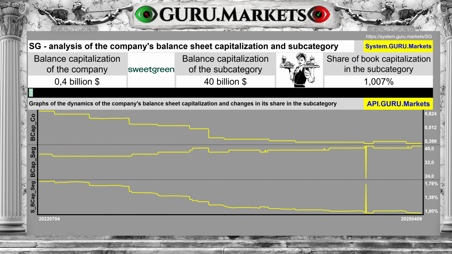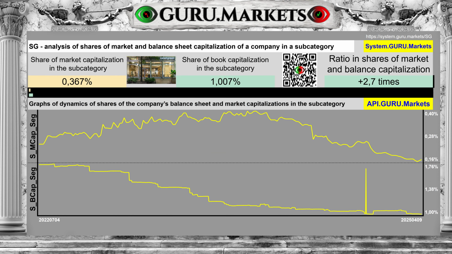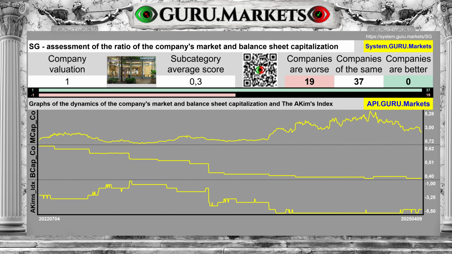The company's balance sheet capitalization is estimated at $0.4 billion, with a subcategory capitalization of $40 billion. Sweetgreen Inc. accounts for a share of 1.007%. Having made a comparison of the occupied shares of market and book value, we will see the following. The occupied share of Sweetgreen Inc. in the subcategory when assessing market capitalization is 0.367%. The balance sheet capitalization is 1.007%, which is 174% more than the share of stock market capitalization. Assessment of the company's share of market and book value in the subcategory, good, 1 point.